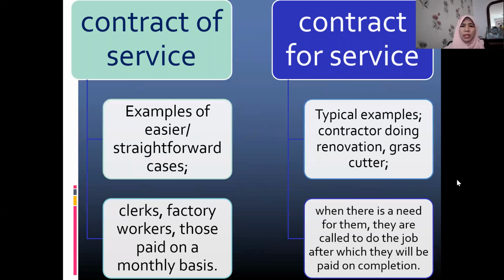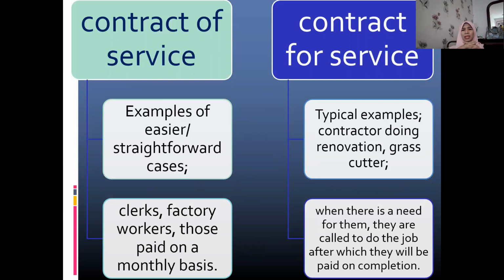Okay, so this is basically the important point of the distinction between contract of service and contract for service. So contract of service, usually it is easier or straightforward cases. It's quite easy to identify because examples would be clerks, factory workers, those paid on a monthly basis. Usually those who receive regular monthly salary, then it means this is a contract of service.